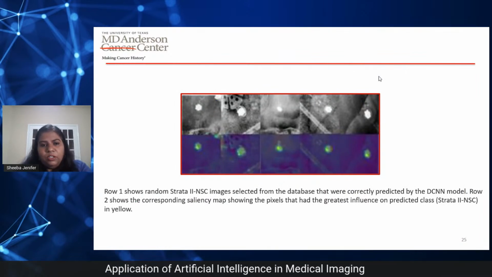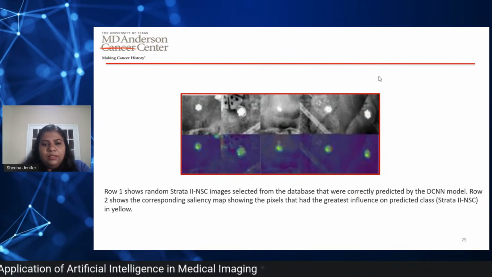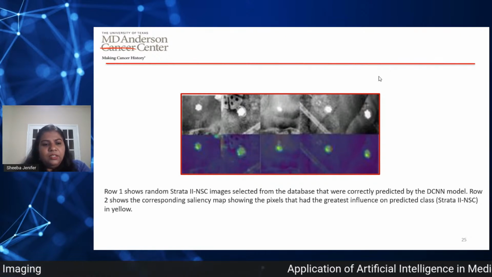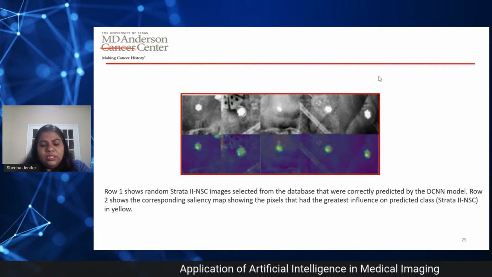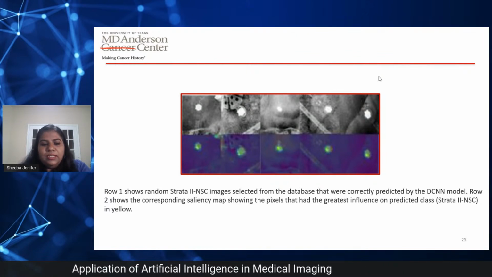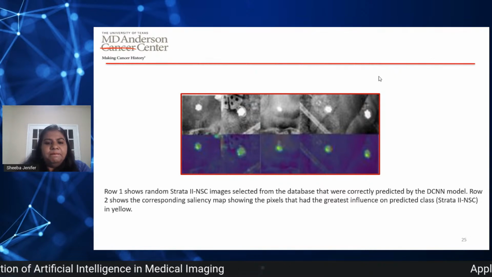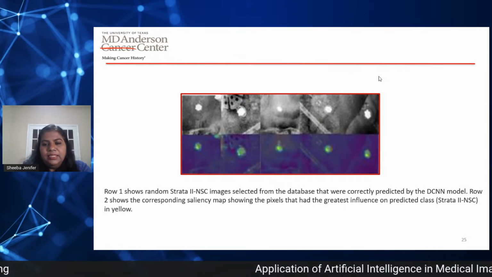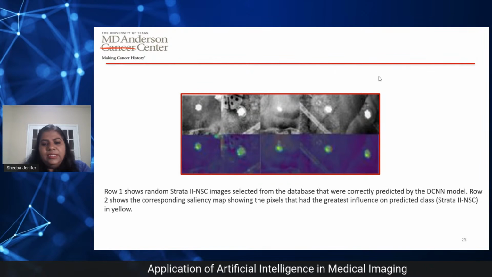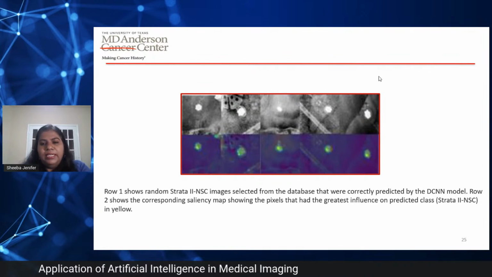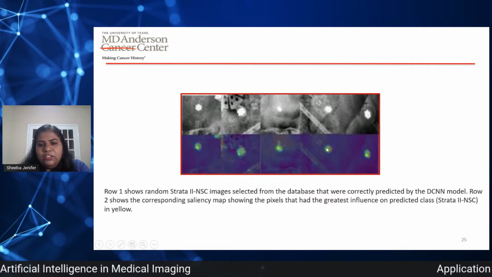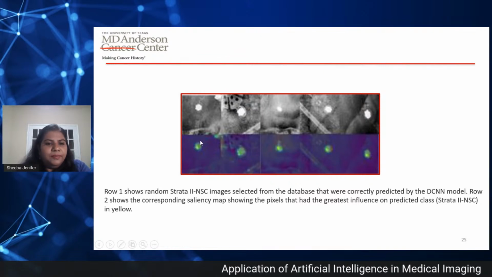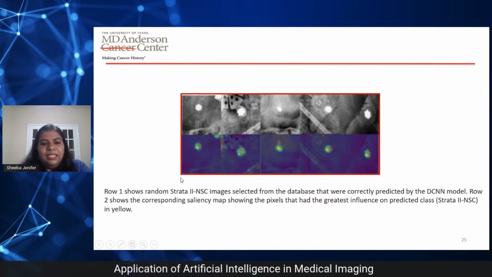So this is one of the outputs of the model. This is just to check. The first row shows the shunt valve, the Strata NSC valve. The second row is the output of the deep learning model. This image is called a saliency map, which shows highlighted regions where the learning has taken place. It's interesting to see these are the pixels that have great influence on predicting this type of class. That's the advantage of deep learning. It automatically learns by itself. So it says if there is a round white image, then that's Strata NSC.